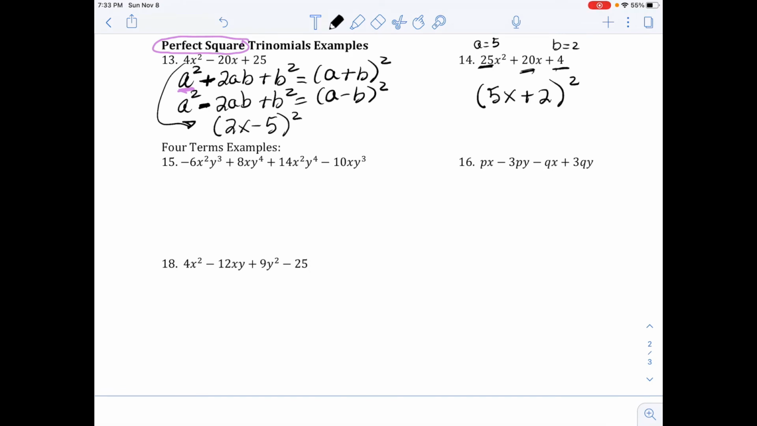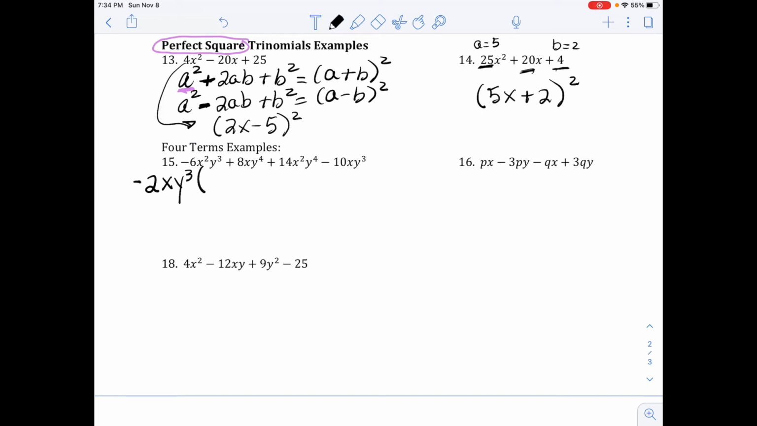So 4 terms. We have a negative 6, we have an 8, we have a 14, and we have a negative 10. So all of those are even numbers. They all have a factor of 2. Lead coefficient is negative there, so let's pull out the negative. We have an x squared, an x squared, and an x. So the most they have in common is 1x. Y cubed, y to the 4th, y to the 4th, y cubed. So they have a y cubed in common. So notice, even though it was 4 terms, I'm still beginning with a GCF.